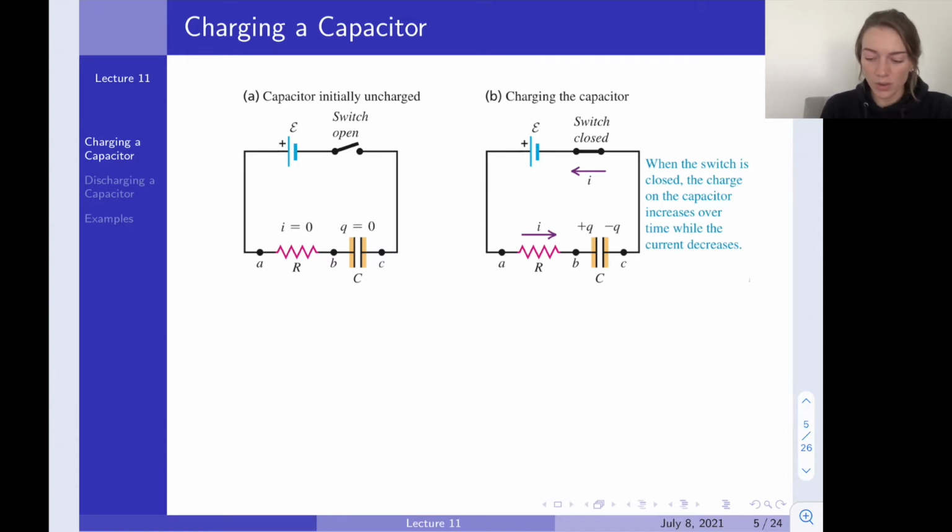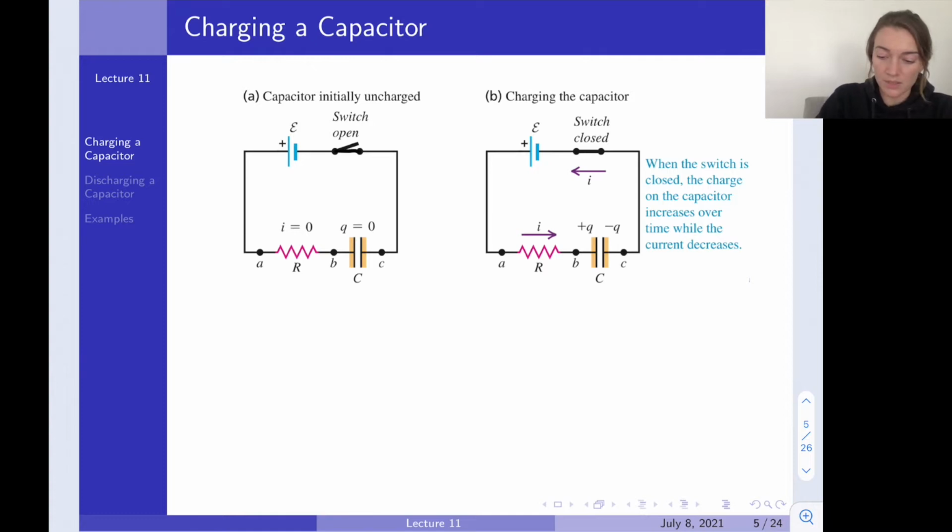So it's important to note also that this capacitor has no charge on it. Since we don't have a full circuit and there's no current flowing, that means no charge has built up on this capacitor, so it has 0 charge right now. Then what we're going to do is close this switch so it is a complete circuit.